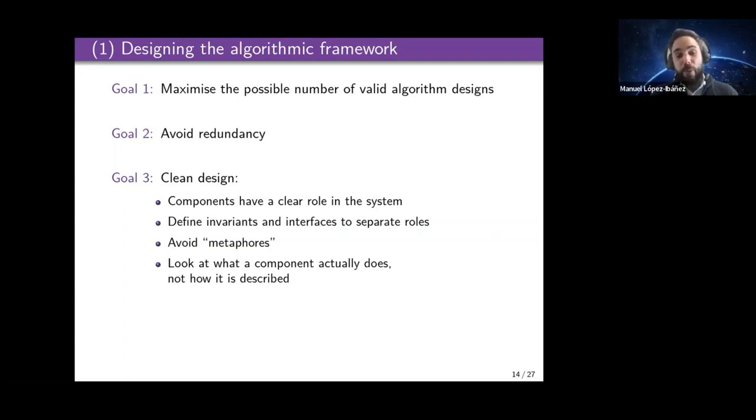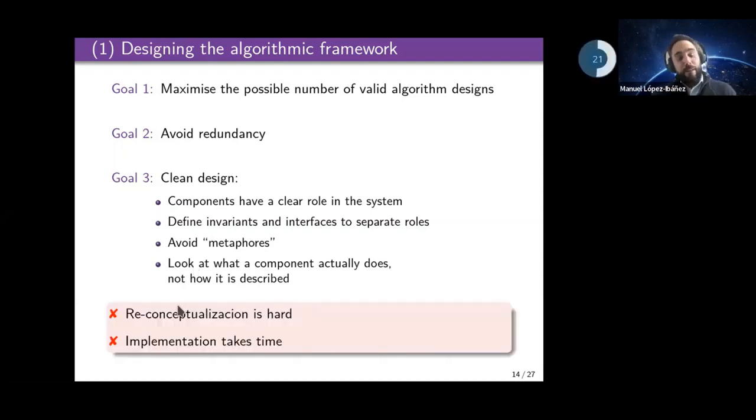And this is my final point, that we should not completely trust how the components are described by the original authors, but we should look at what the components are actually doing and try to recast them or reconceptualize them for our framework to fit our invariants or interfaces. Unfortunately, this reconceptualization is hard, and well, I could talk more about this. And the other downside is that implementing all this, of course, takes a lot of time. It's much easier to say, oh, I'm going to propose a new algorithm that is changing 2 little things from a previous one, and I will publish just that.